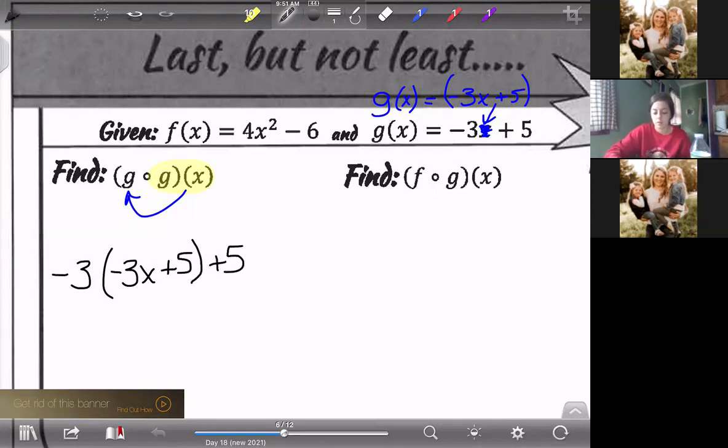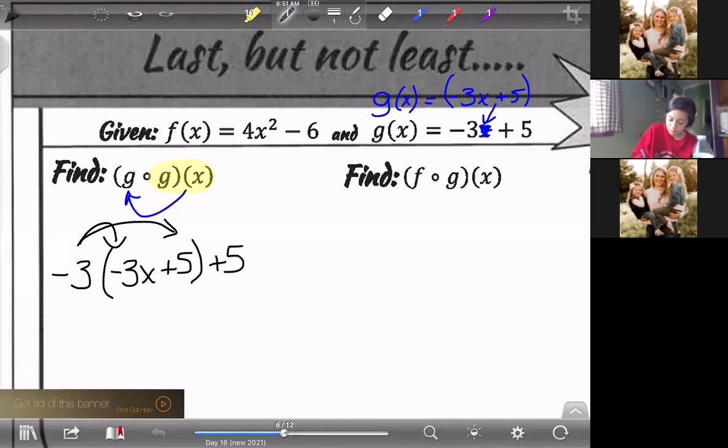Now I want to simplify. Got to get rid of the parentheses. This time I have a number sitting out front. That number must get distributed into those parentheses. So -3 times -3x. -3 times -3 is 9. The x gets brought down.